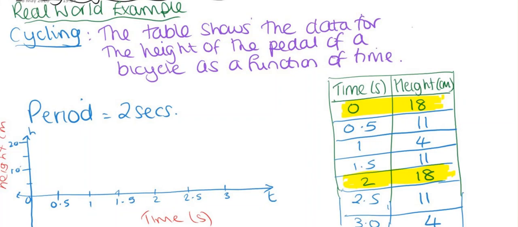So 18, so we've got 0, 18, so I'll say that's about there. Let's just do a point instead. So 18, and then 0.5, 11, so it's about there. And 1, 4, 1.5, 11, 2, 18, 2.5, 11, and 3, 4.